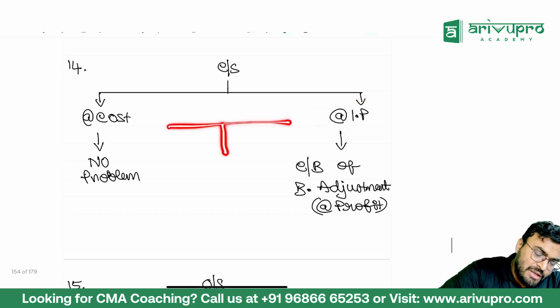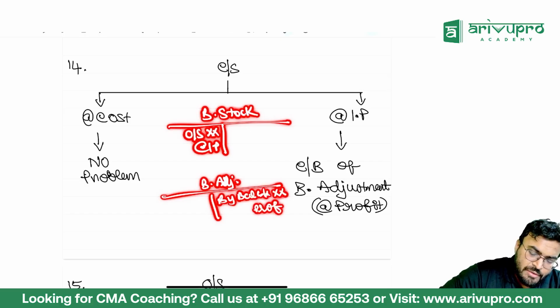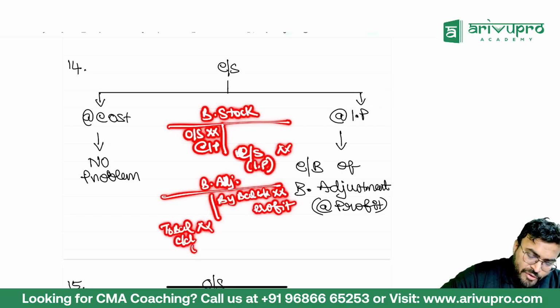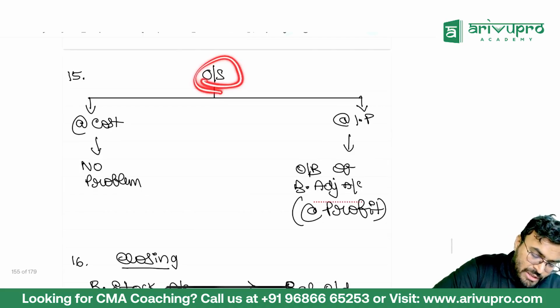So understand this, branch stock account is there. Here opening stock is at invoice price. Then branch adjustment account, balance brought down will be the profit portion. Here closing stock will be at invoice price. Here balance carried down will be the profit portion. Is this clear? Yes. Now opening stock at cost, no problem.